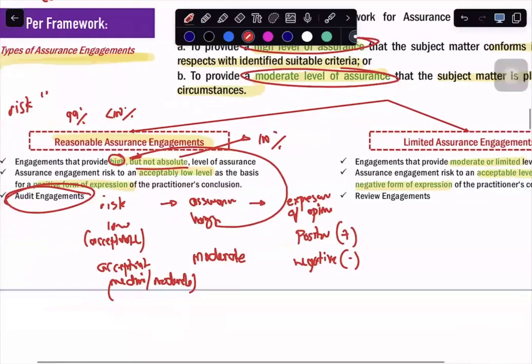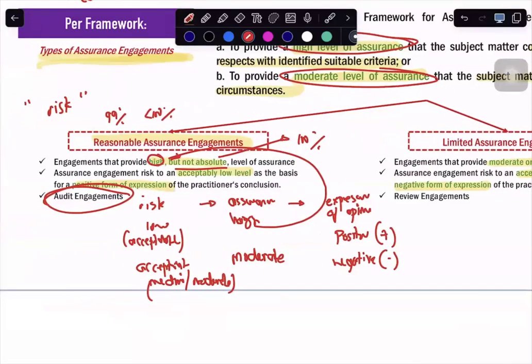Ulitin natin yan. There are two types of assurance engagements. First, we have your reasonable assurance engagements. Second, we have your limited assurance engagement. So in your reasonable, the level of risk is low. That's why the assurance is high. Because the risk is low, therefore the assurance is high. Kasi nga parang kung magkano yung binawas mong risk, kumbaga, yun yung level naman ng assurance niya. And the expression is in a positive form.